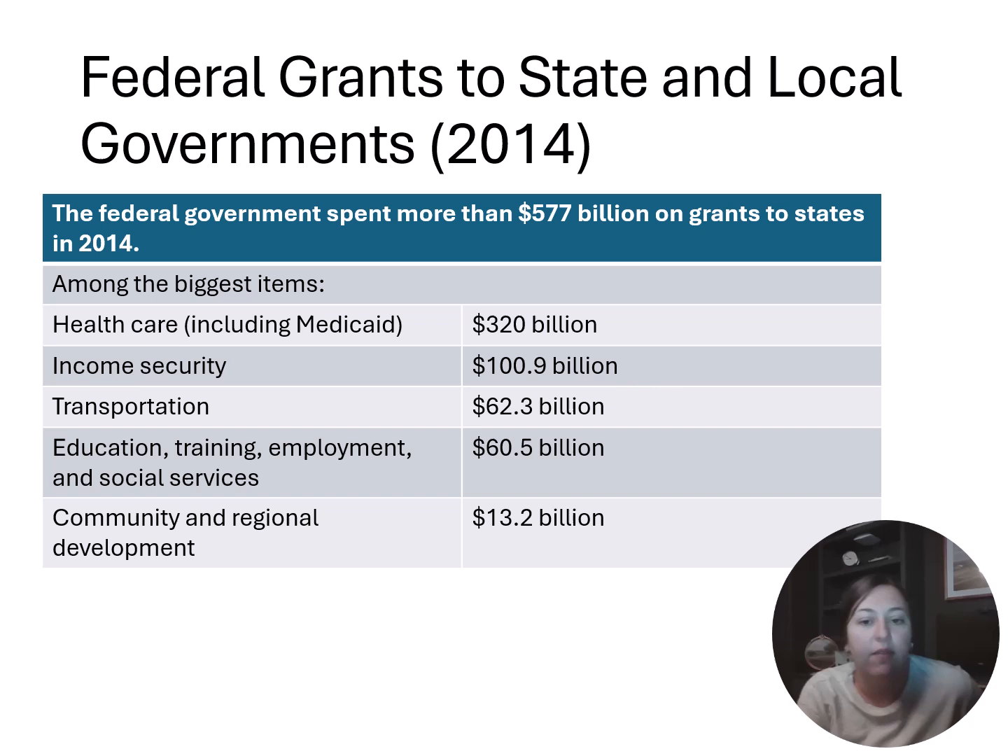You have federal government spending close to $600 billion in grants to states. You can see among the biggest items you have healthcare, including the cost share with Medicaid. Medicaid is partially funded by the federal government, partially funded by the states, so you can see that takes up a big piece of the pie. Income security, that'd be like unemployment. Unemployment benefits are paid through your payroll taxes.